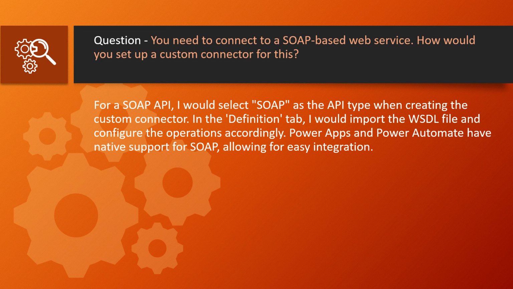You need to connect a SOAP-based web service. How do you set up a custom connector for this? So for a SOAP-based API, I would select SOAP as the API type whenever we create the custom connector, and in the definition tab I would import the WSDL file. It is required for SOAP, and I would configure the operations on that basis. PowerApps and Power Automate have native support for SOAP, which allows easy integration.